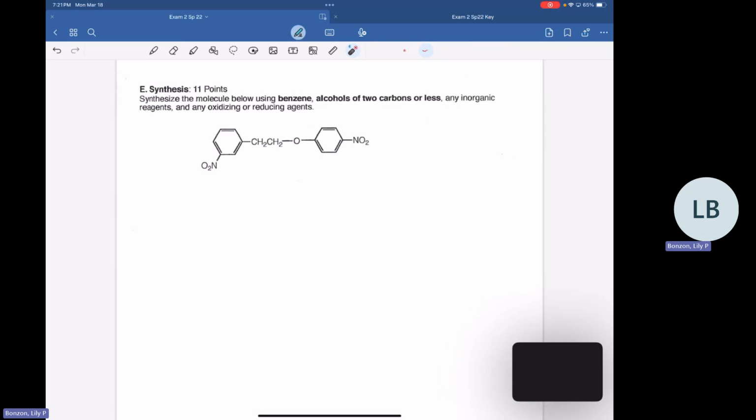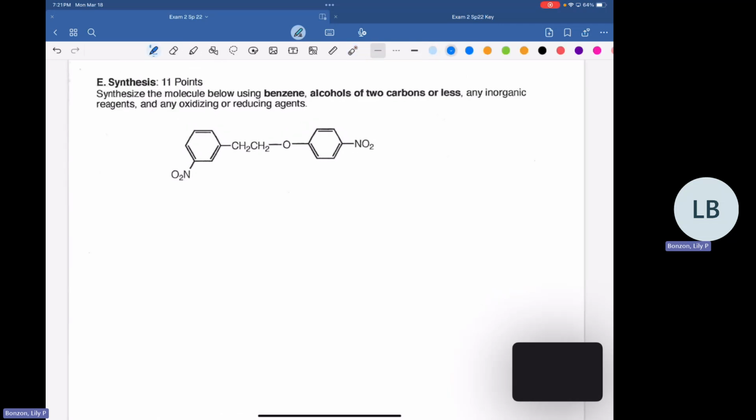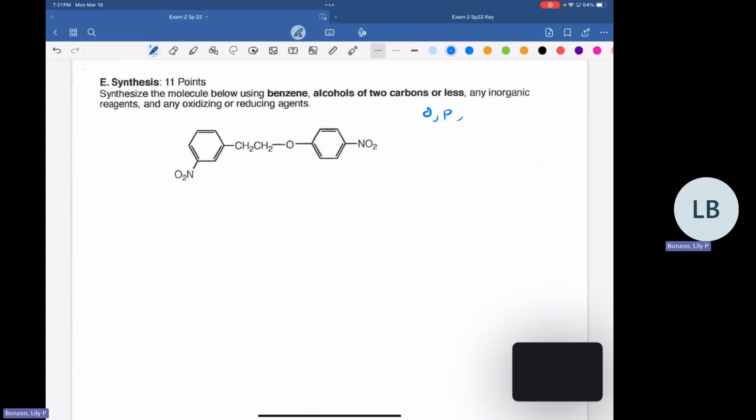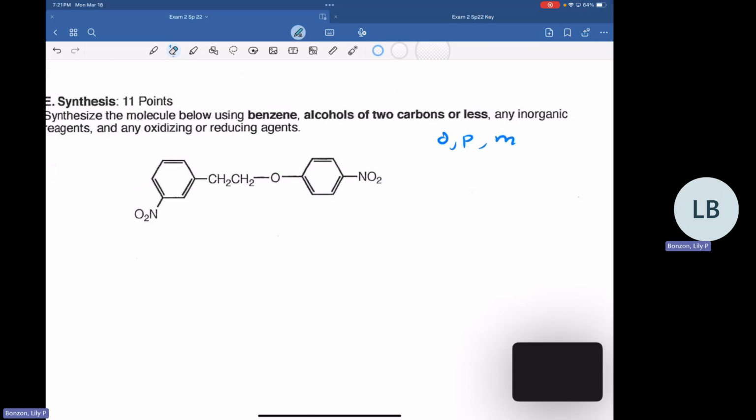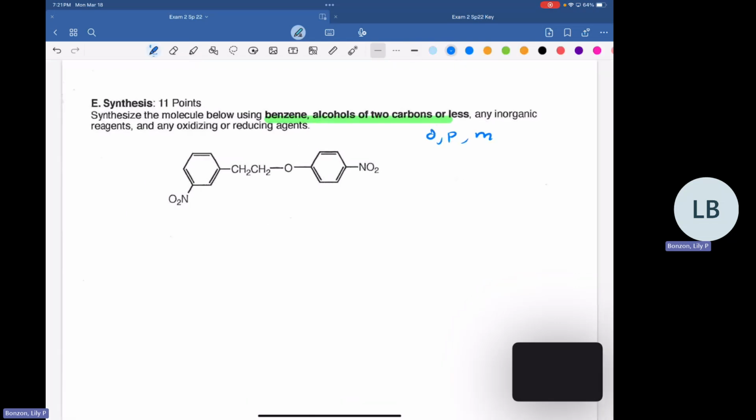Okay, synthesis. Definitely know your ortho-para meta directors, your EAS, NAS reactions. Those are going to be fair game. You can see we've got some nitro groups on there, so there's probably going to be some EAS on there somewhere. We're given benzene, we're given alcohols of 2 carbons or less, and that's it. So not too much, but that's okay. We can make it work.